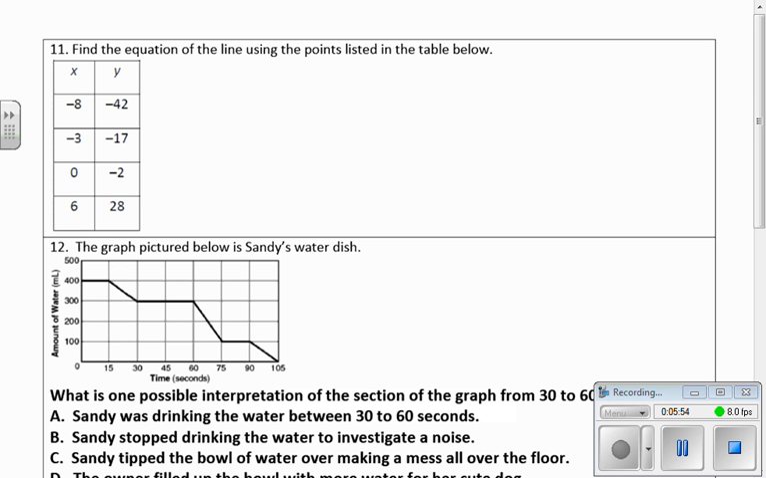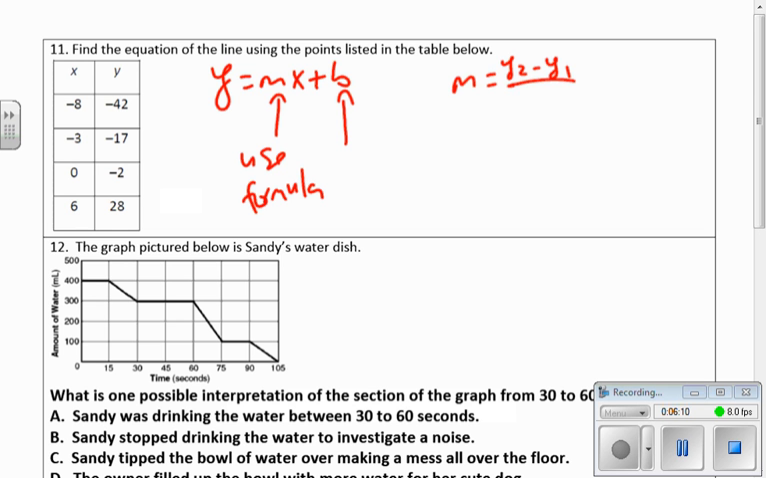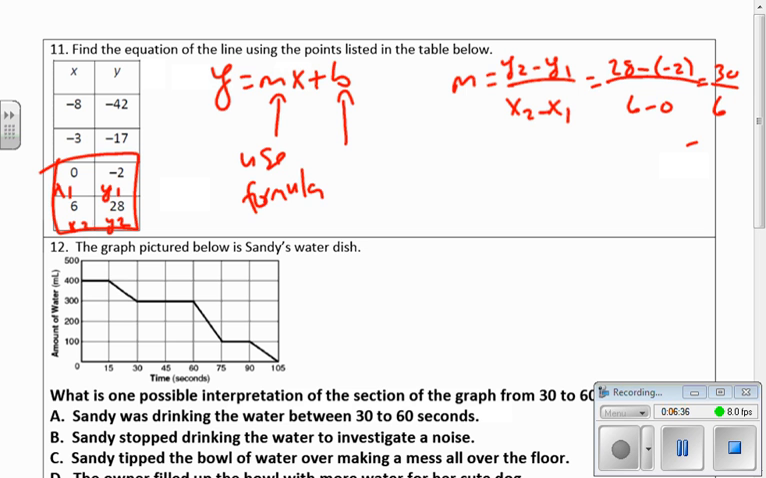Number 11, find the equation of the line. So remember, y equals mx plus b. So you need to find a slope and you need to find a y-intercept. To find the slope, use the formula: m equals y2 minus y1 over x2 minus x1. Just pick any 2 points you want. I could pick these two, but I'm not going to pick those because that's all negative numbers and I don't want to deal with negative numbers. So I'm going to pick these two. x1, y1, x2, y2. 28 minus negative 2 over 6 minus 0 is 30 over 6, and the slope is 5.